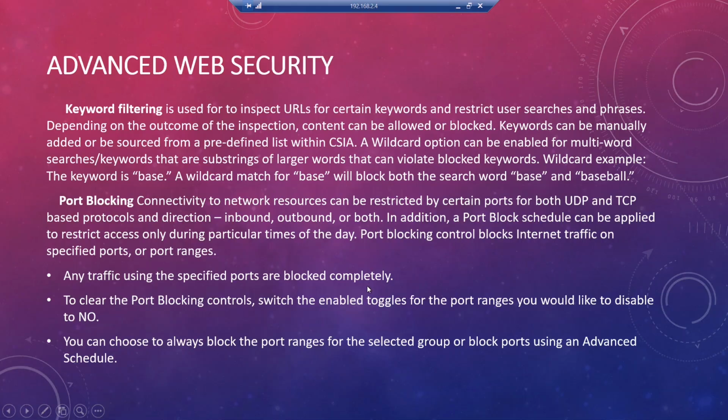Based upon the port numbers, we can block the services for the users. Let's say the SMTP port number is 25. If you want to block an email application, you can block port number 25 so that users will not be able to access the email application. This is just an example that I would like to share with you. So based upon the port number, we can block the access to the users.